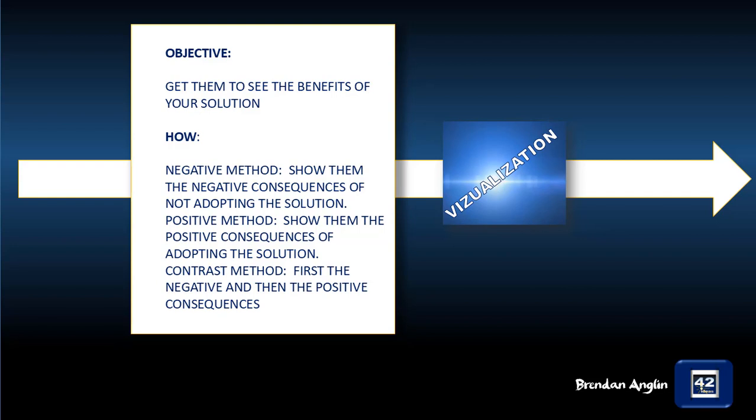The negative method of showing it is showing the negative consequences of not adopting your solution. The positive method is showing them the positive consequences of adopting the solution. And then the contrast method is simply where you show them the negative consequences of not adopting your solution or your vision, and then the positive consequences of adopting it. So you've got the contrast method.